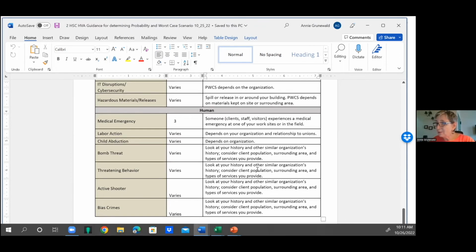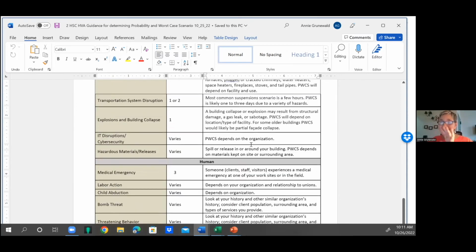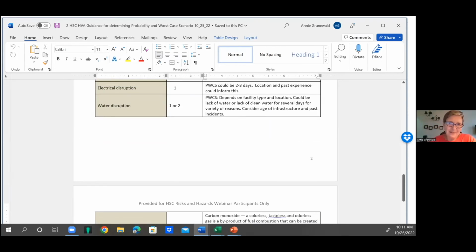The same thing with threatening behavior, bias crimes. If you are an advocacy organization, and only 4 or 5 people are in the building at a time, you probably don't have to have guidance on threatening behavior. But if you're a social service organization where you work with all different kinds of people, many kinds of people under stress, then you probably do, and you probably already do. All right, so this is this tool. Would love your feedback on it.